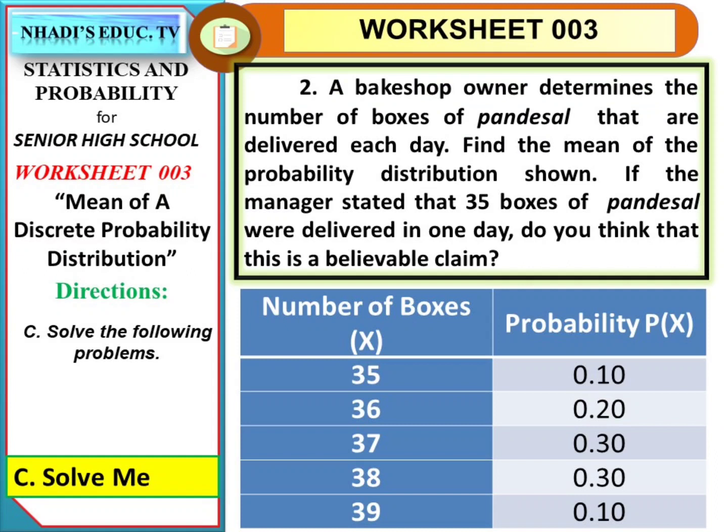Number 2, a bake shop owner determines the number of boxes of pandesal that are delivered each day. Find the mean of the probability distribution shown. If the manager stated that 35 boxes of pandesal were delivered in one day, do you think that this is a believable claim? So here are now the random variables, or the number of boxes x: 35, 36, 37, 38, and 39, while the probability of those random variables, we have 0.10, 0.20, 0.30, 0.30, 0.10 respectively.